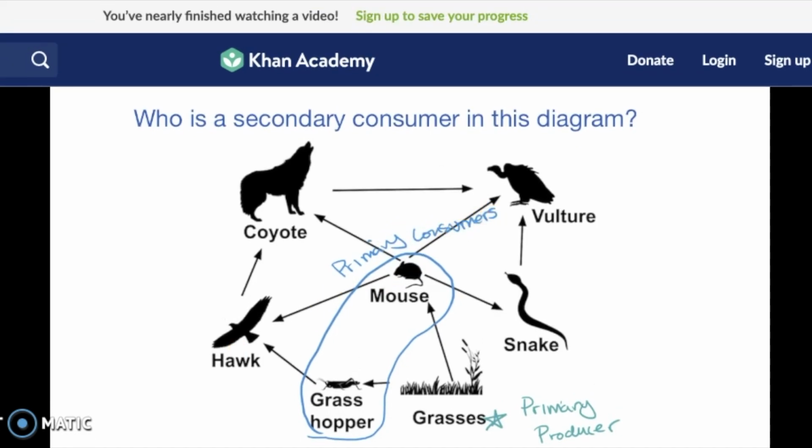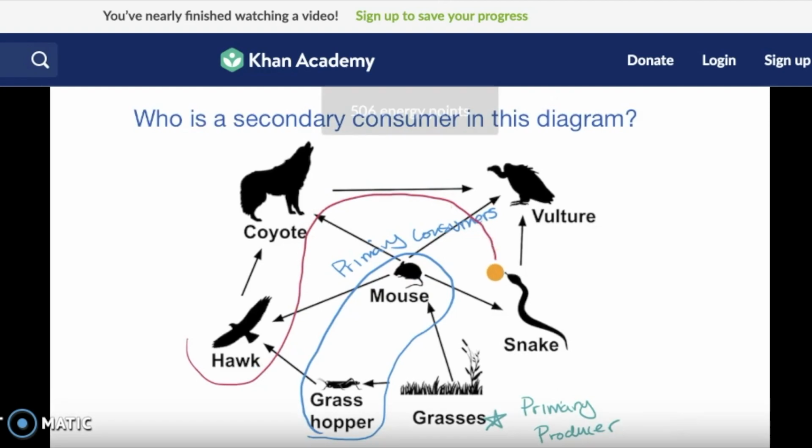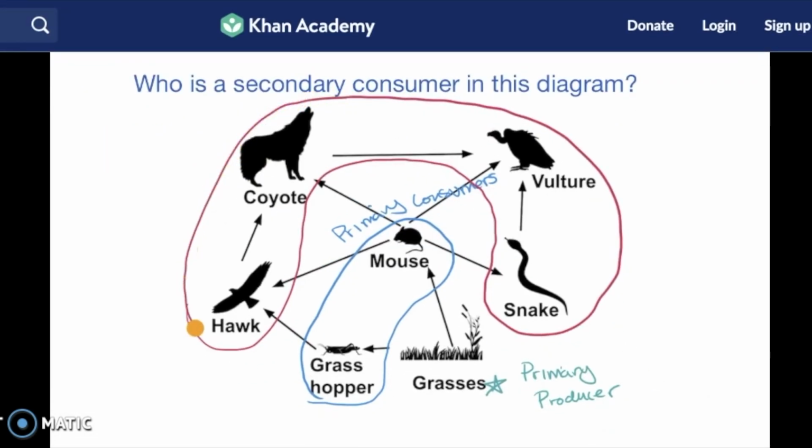And I think you see where this is going. The folks who then eat the primary consumers, so this would be the hawk, the coyote, the vulture, and the snake, these would all be secondary consumers. And we're done. Who is a secondary consumer in this diagram?